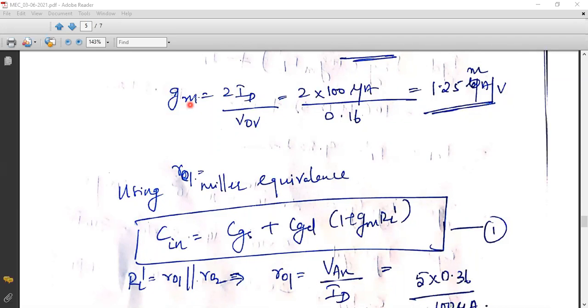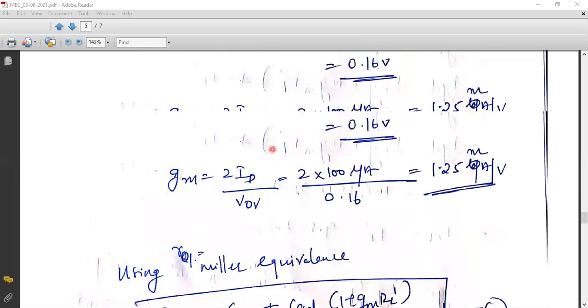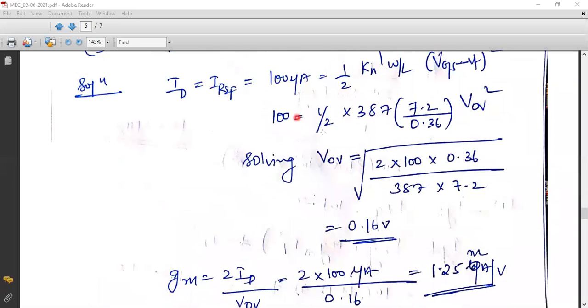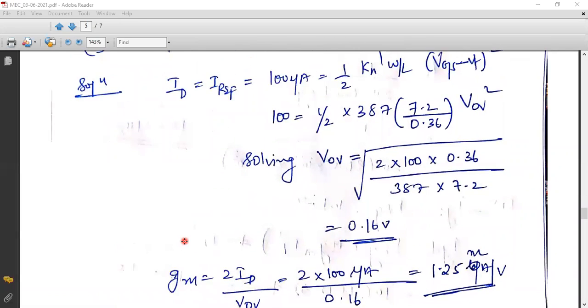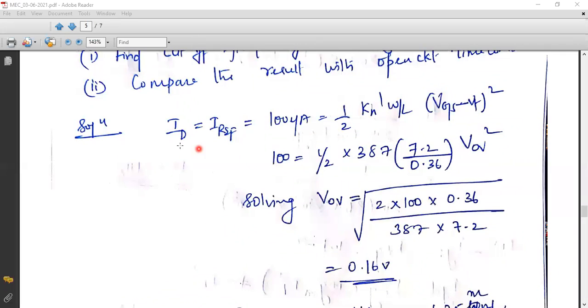So the equation for GM is 2ID by VOV. The equation for GM is 2ID divided by VOV, where VOV is unknown. It is not given in the question. VOV is the overdrive voltage. So we have to find the overdrive voltage. Only then we can finalize the answer for GM. So what we have to write? We have to write the equation for the drain current. All of you write the equation for drain current.